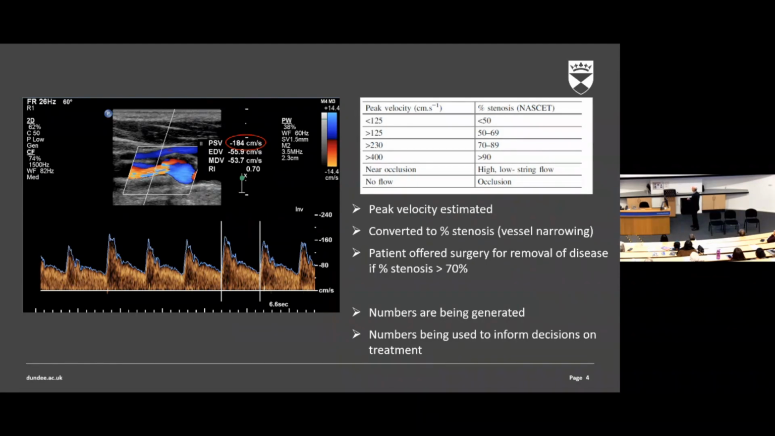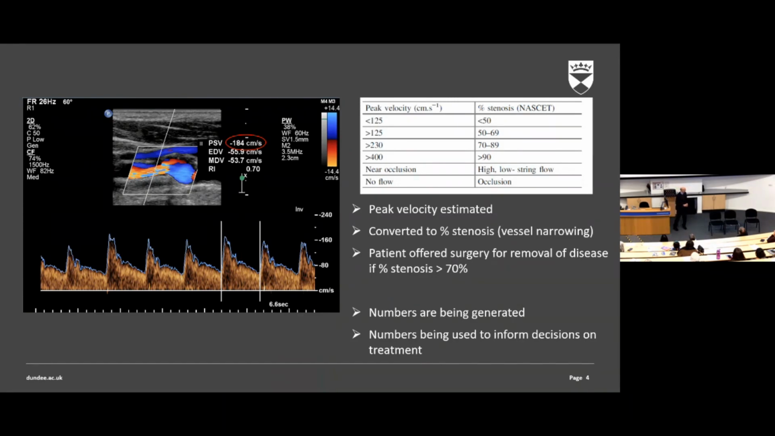So here are the blood velocity waveforms, and outlined in blue is the maximum velocity. So as a result of this examination, what the operator is trying to get is a measurement of the peak systolic velocity, the peak blood velocity within the carotid artery. So that's this number, which I've outlined in red. The peak systolic velocity, in this case, reads here 184 centimeters a second.